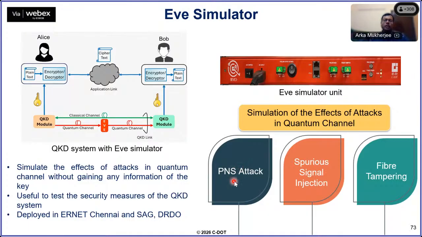But if the attacker counts the photon, then it disturbs the phase relation between the pulses. So to simulate that, we are using a random phase modulator inside this box, and we randomly change the phase. If you enable the PNS attack using this simulator unit, you will see that the visibility in quadrant 1 will go down, and the quantum bit error rate in the differential phase shift will go up.